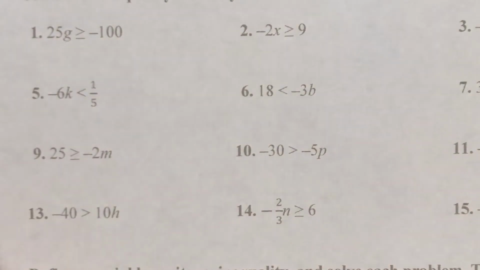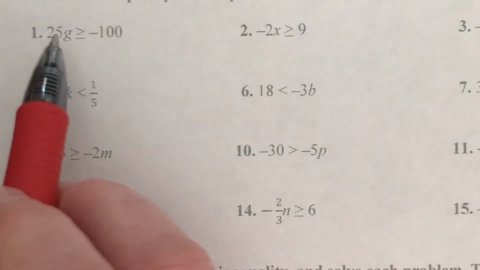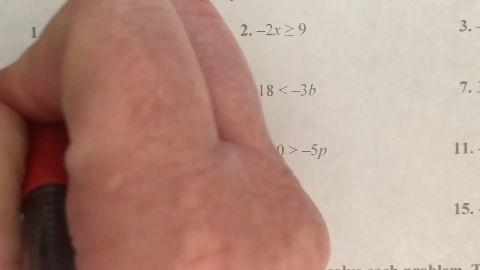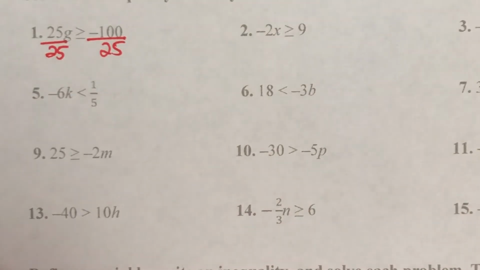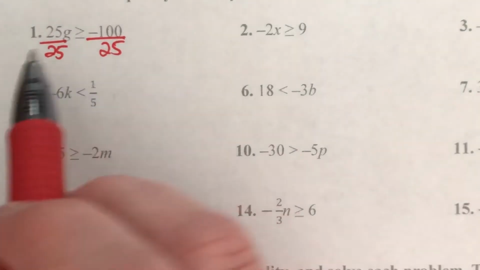All right, first, number 1, we're trying to get g by itself. Right now it's g times 25. So I'm going to divide by 25, and I got to do the same thing over here. Uh-oh, I have a negative being divided here. Does that mean my sign flips? No, just look at what's in red.